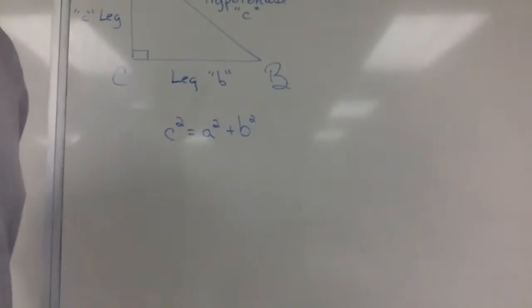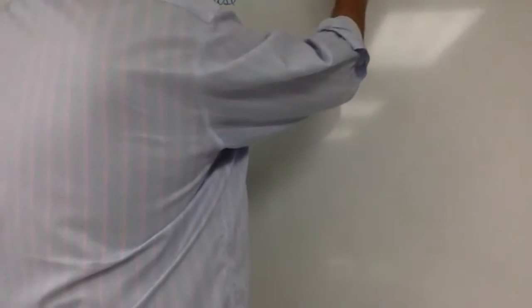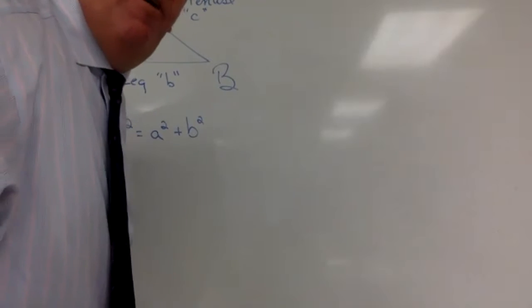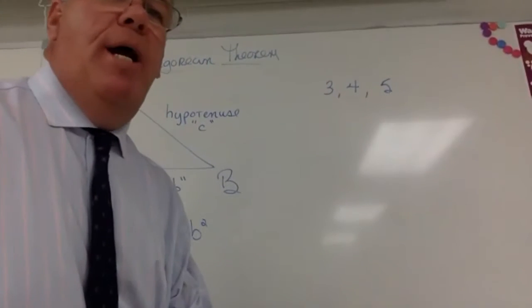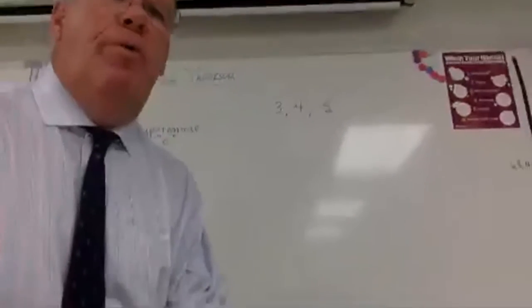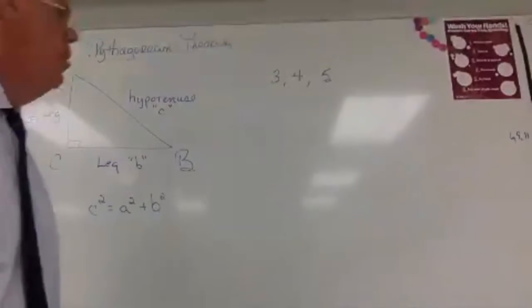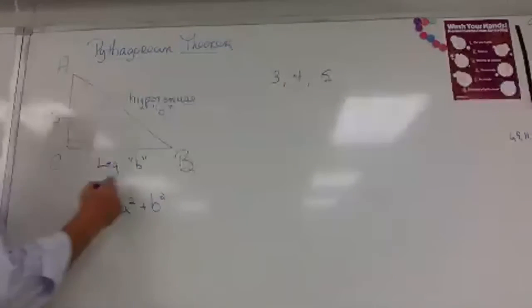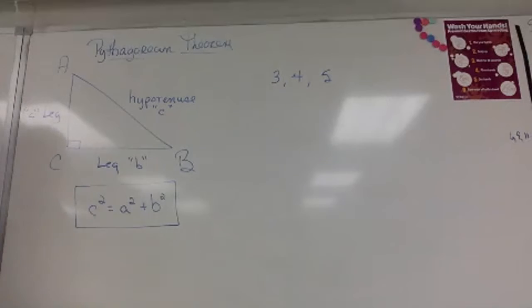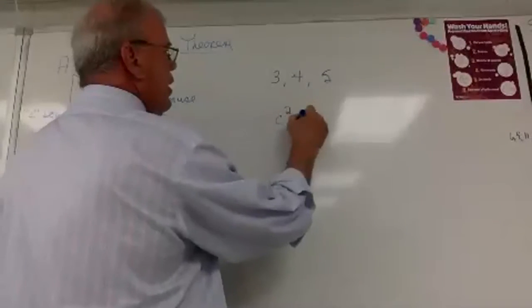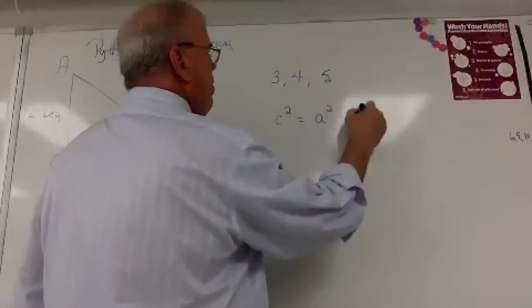So for example, I'll give you a nice easy one: 3, 4, 5. Can 3, 4, and 5 be the sides of a right triangle? How would you tell me whether or not they could be the sides of a right triangle? Well, if they are, what has to be true? Pythagorean. Yeah, it has to work. So I go C squared equals A squared plus B squared.